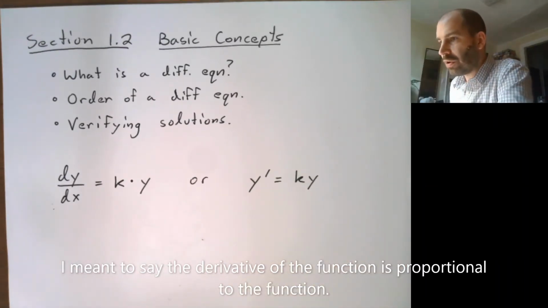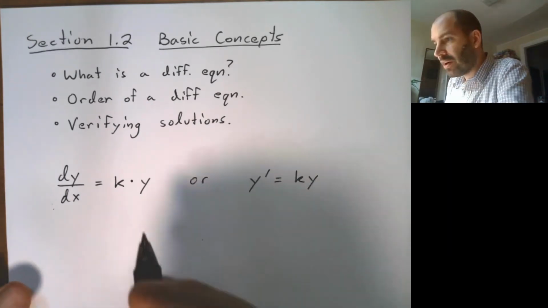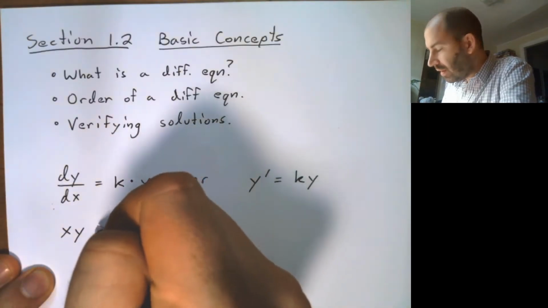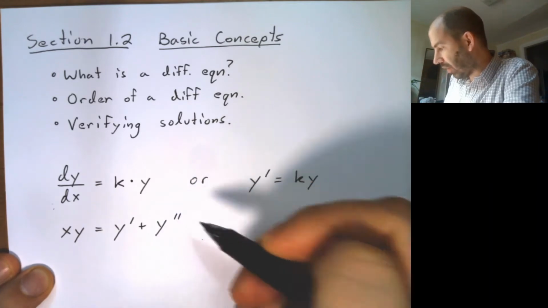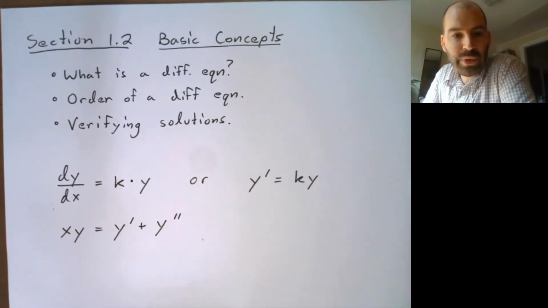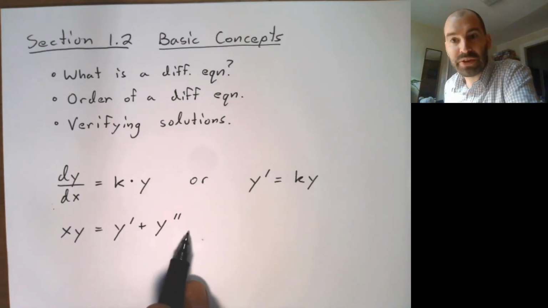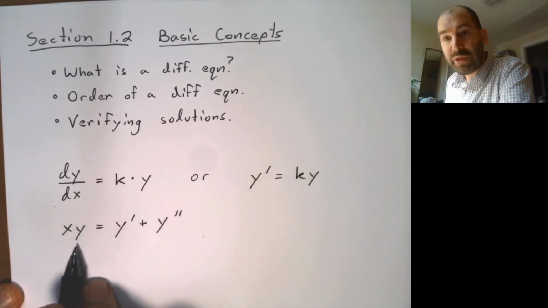Another differential equation we might look at would be something like xy equals y prime plus y double prime. So here we have a differential equation involving not just the first derivative, but also the second derivative. We could even do something more than that. We could go to the fourth derivative.